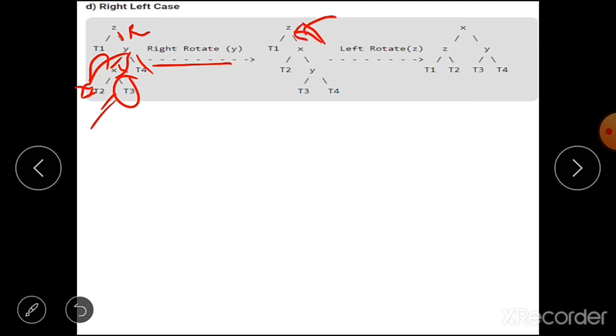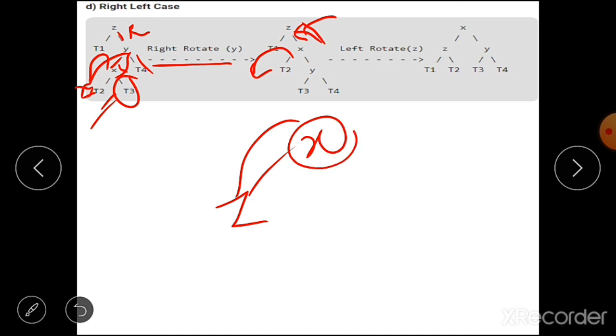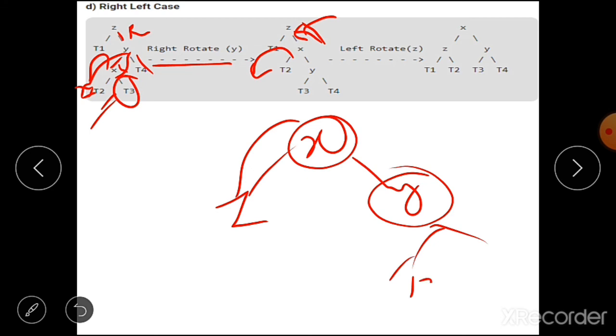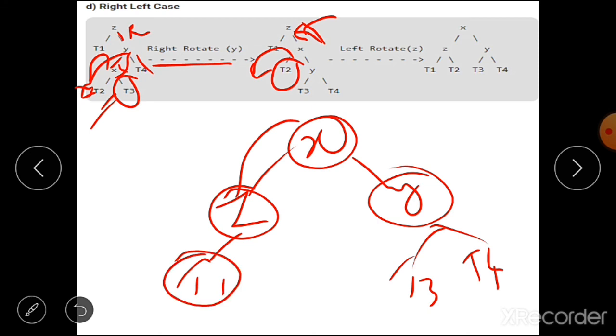So after performing left rotation, Z comes downward. So Z here, then x becomes the root and y becomes the right subtree, and it has T3 and T4, and Z has a left child, that is T1, and the left child of y, that is T2, the subtree of the right child of Z. T2 becomes the right child of Z. This is the balanced tree.